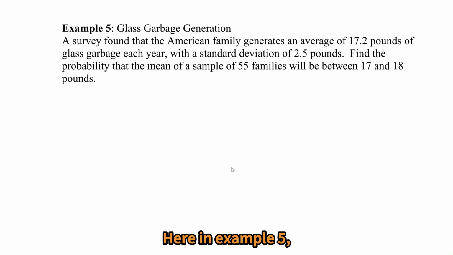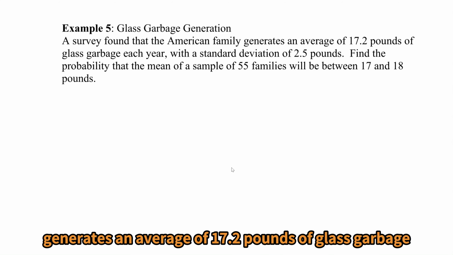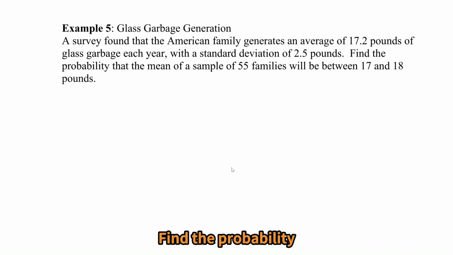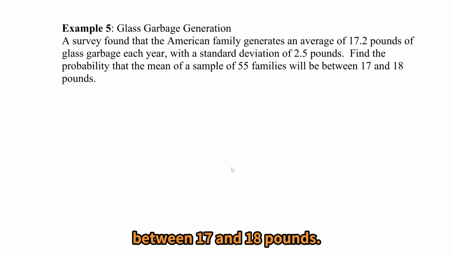Here in example 5, a survey found that the American family generates an average of 17.2 pounds of glass garbage each year with a standard deviation of 2.5 pounds. Find the probability that the mean of a sample of 55 families will be between 17 and 18 pounds.